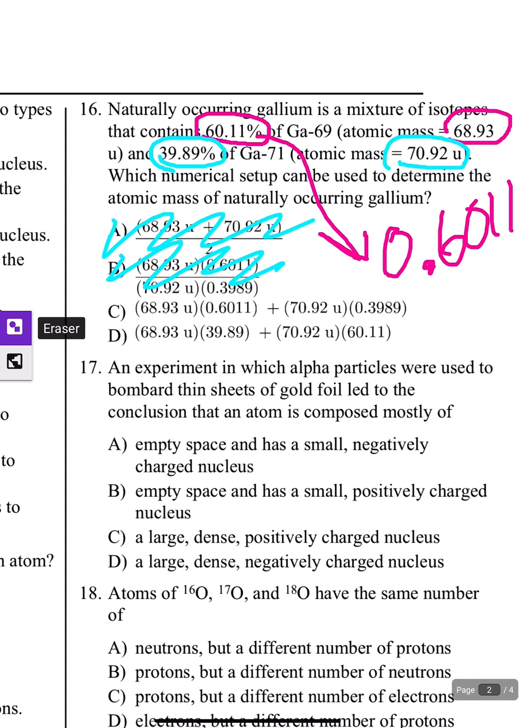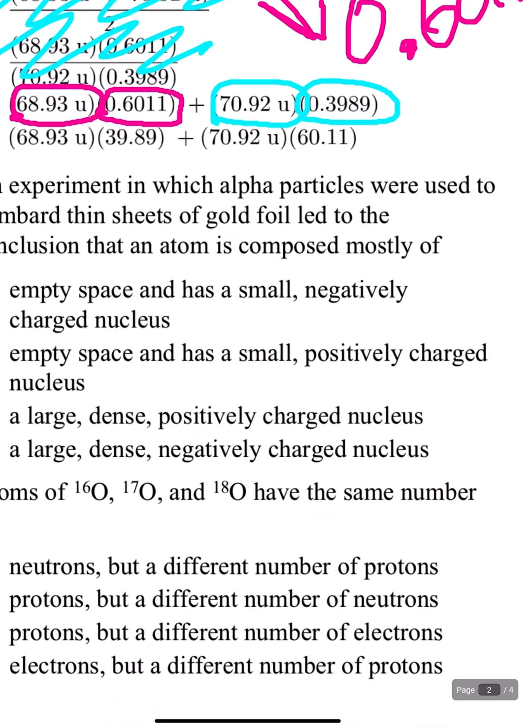So that would be C. I find that in C. Multiply that by the 68. I find that in C again. Now I move on to the next. I see 70.92, just like in the problem, and I see the decimal turn into a fraction as well. So C is my answer for this one.